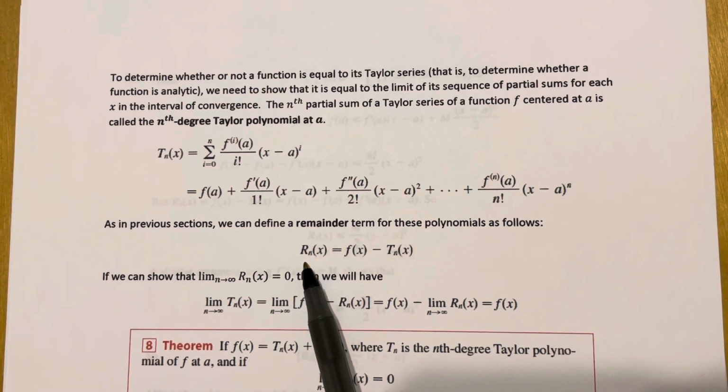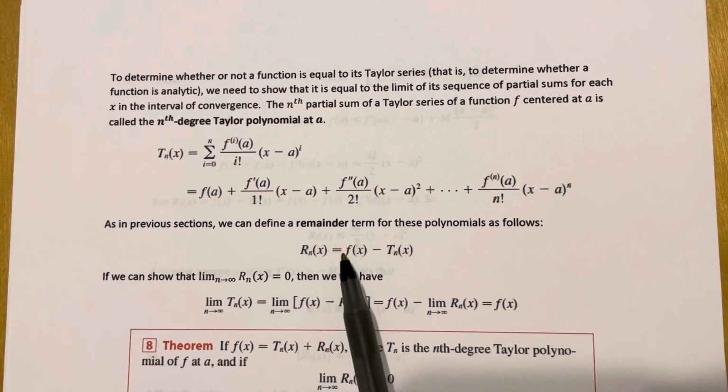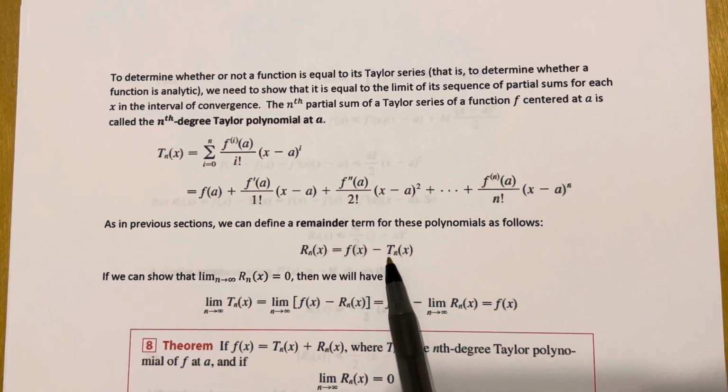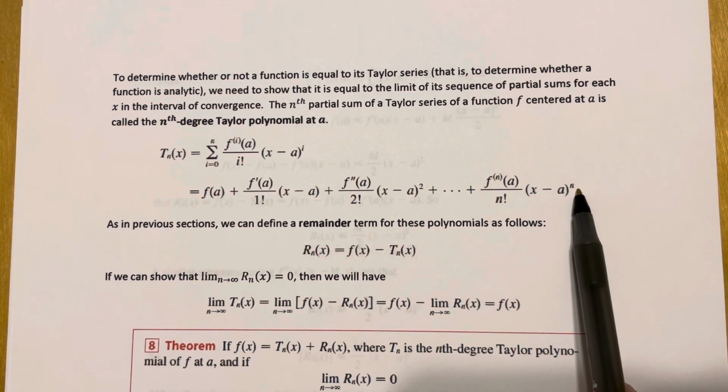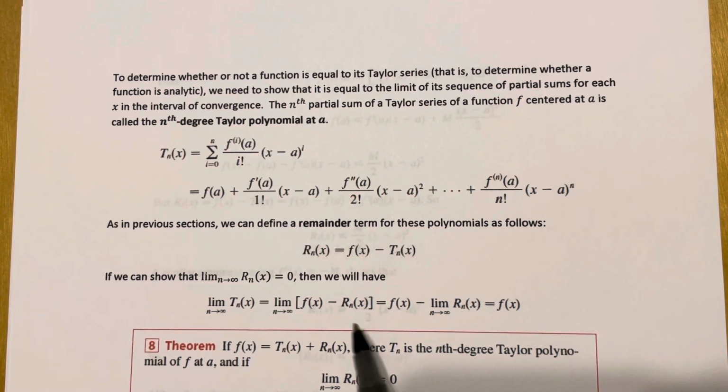The Rn, which represents the remainder of the nth degree Taylor polynomial, is equal to f of x minus Tn, this partial sum right here. So it's whatever would be left that you cut off from that series.